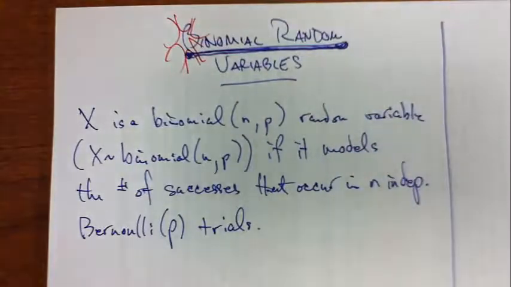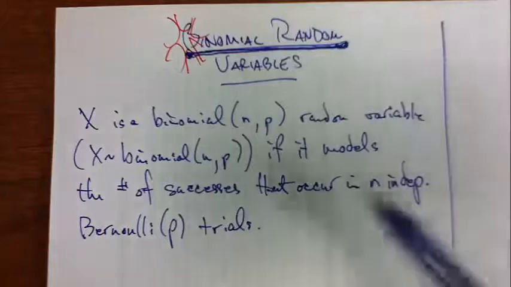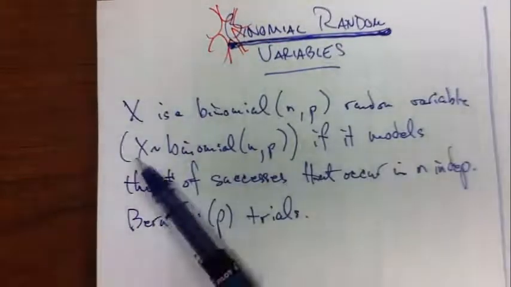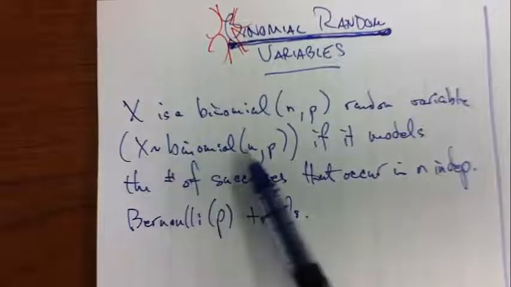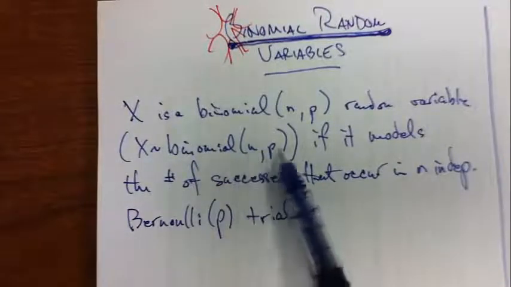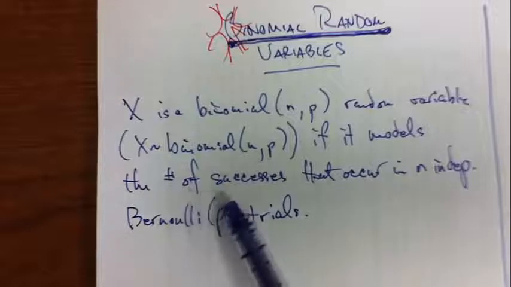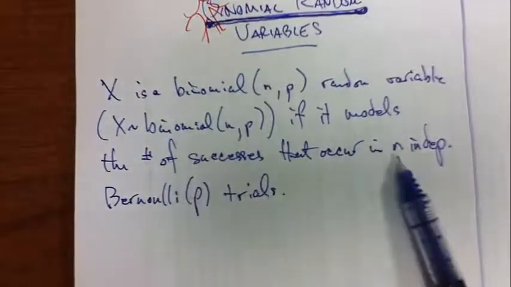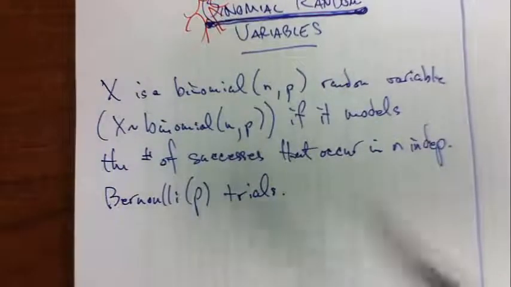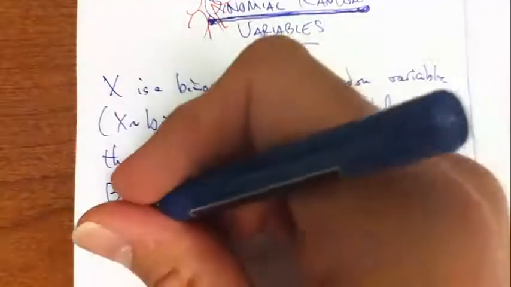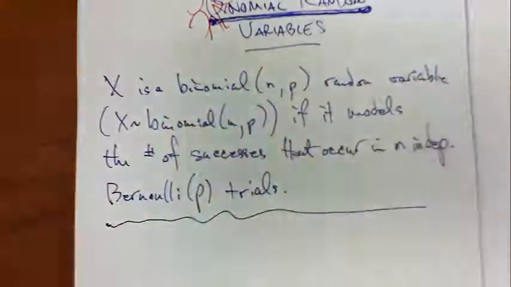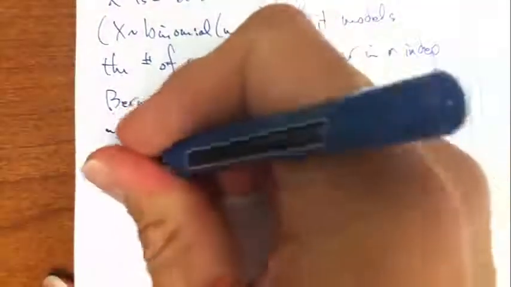Okay? So X is a binomial N, P random variable, or sometimes we'll write X tilde, X is distributed binomial with these parameters, N and P, if it models the number of successes that occur in N independent Bernoulli P trials. Okay? So let's just start with an example.